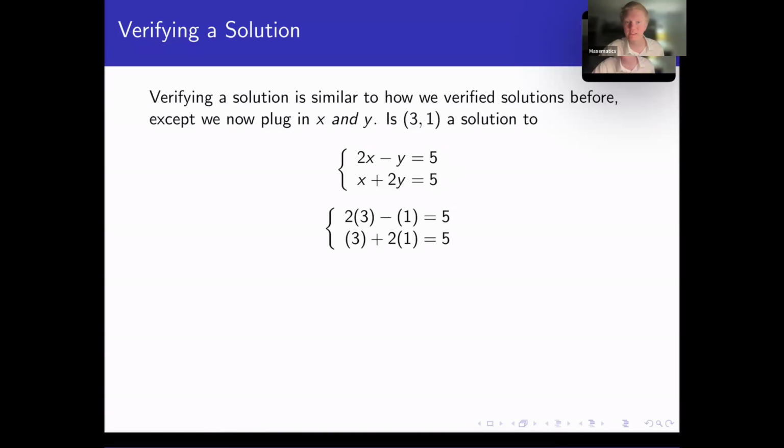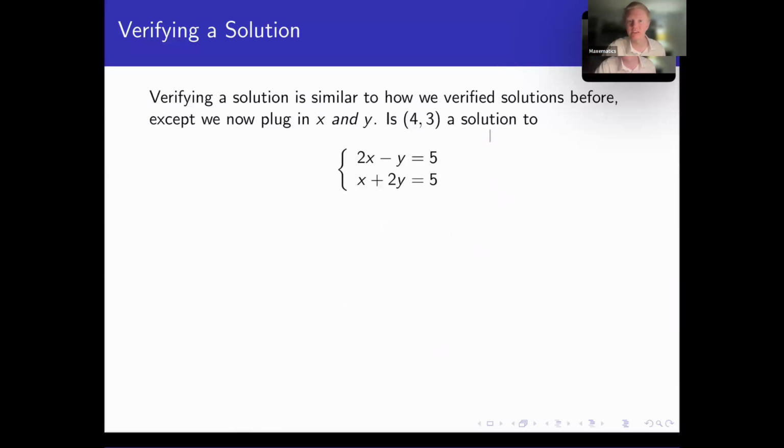2 times 3 is 6. 2 times 1 is 2. 6 minus 1 is 5. 3 plus 2 is 5. Well, normally we're only satisfying one equation. So if it satisfies one equation, then we're good. But here in systems of equations, we are just trying to satisfy every equation. So for example, if this was 5 equals 5 and 5 equals 4, (3, 1) would not have been a solution because it doesn't satisfy both equations in the system.